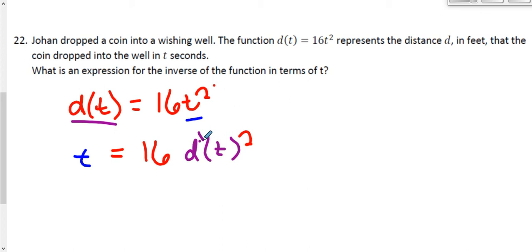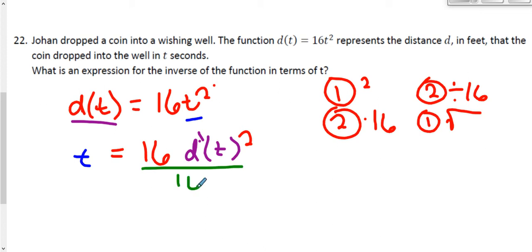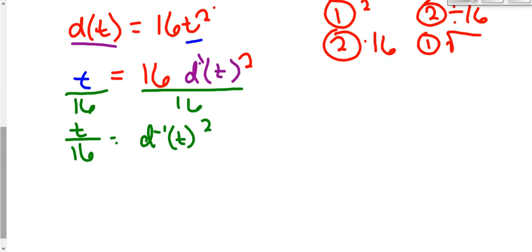So if we want to take a look at what's happening to d of t in order, the first thing order of operations says happens is that exponent. Then we multiply by 16. So to undo these steps in the opposite order, we'll have to divide by 16 and then square root. So to get d inverse alone, let's divide both sides by 16. So we get t over 16 is d inverse of t squared. And now we want to square root both sides. So we'll square root here and square root here.